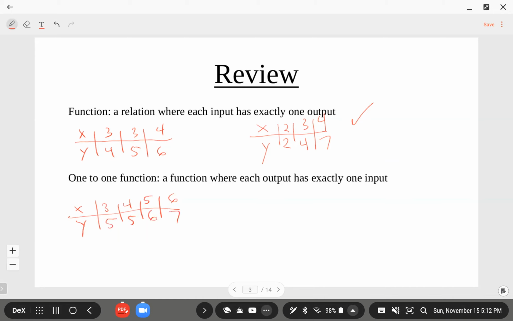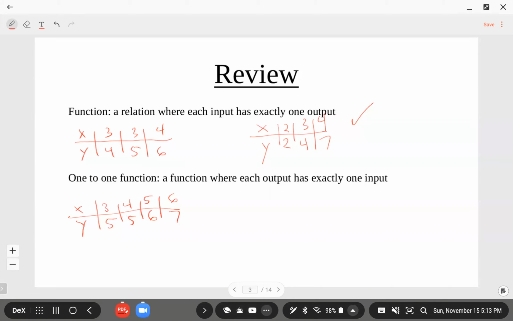Is this a function? Yes, it is a function, but not a one-to-one function. This is a function because each input only maps to one output. So 3 maps to 5, 4 maps to 5, 5 maps to 6, 6 maps to 7. This is totally fine. However, there is an output 5 that has 2 inputs, 3 and 4.